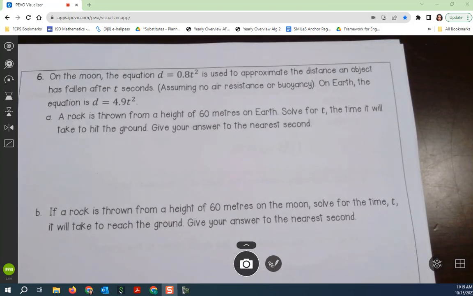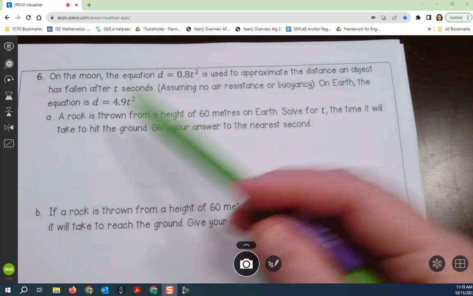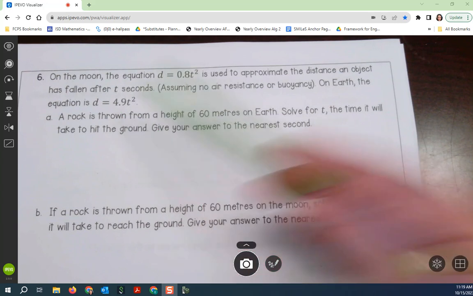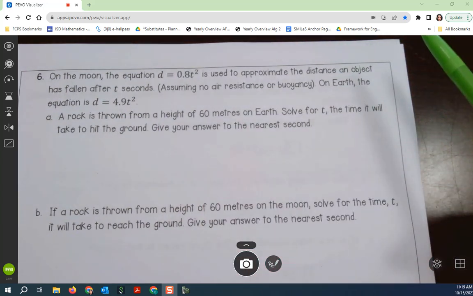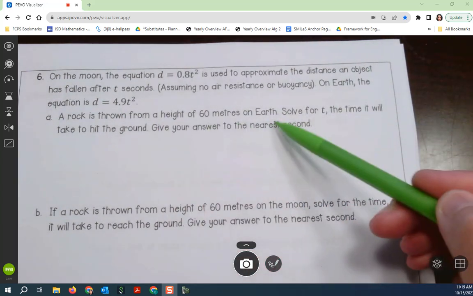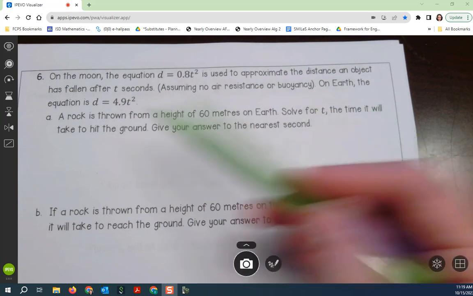On the moon, the equation d equals 0.8 t squared is used to approximate the distance an object has fallen after t seconds, assuming no air resistance or buoyancy. On Earth, the equation is d equals 4.9 t squared. A rock is thrown from a height of 60 meters on Earth. Solve for t, the time it will take to hit the ground.